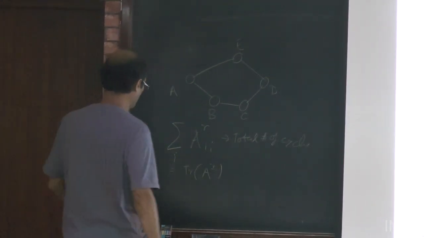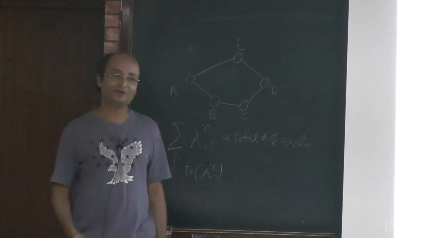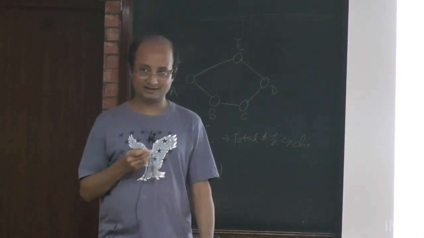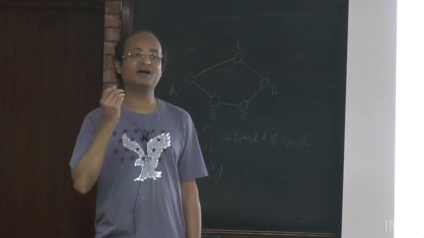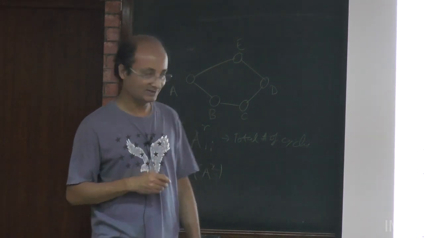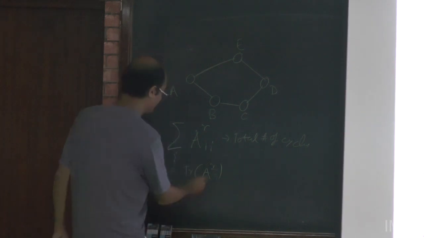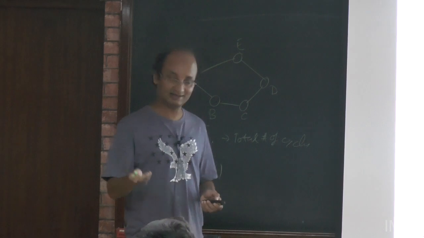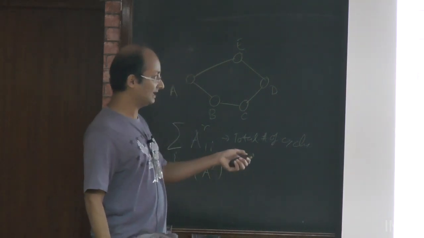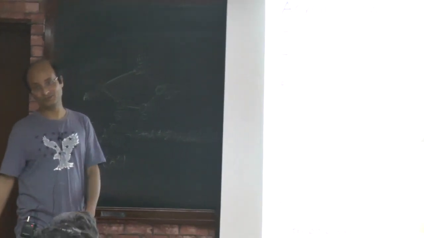Now, remember your linear algebra 101. The trace of a matrix equals the sum of the eigenvalues of the matrix. So in other words, if I know the eigenvalues of this matrix, I can just raise them to r and sum over, and that will give me the number of loops.